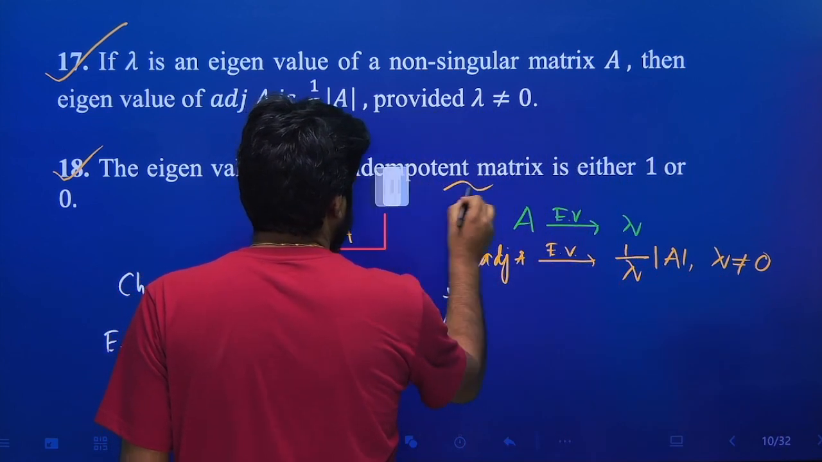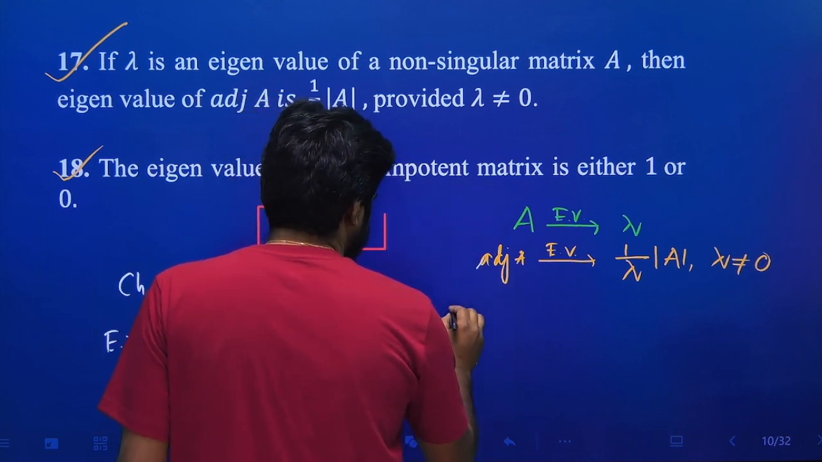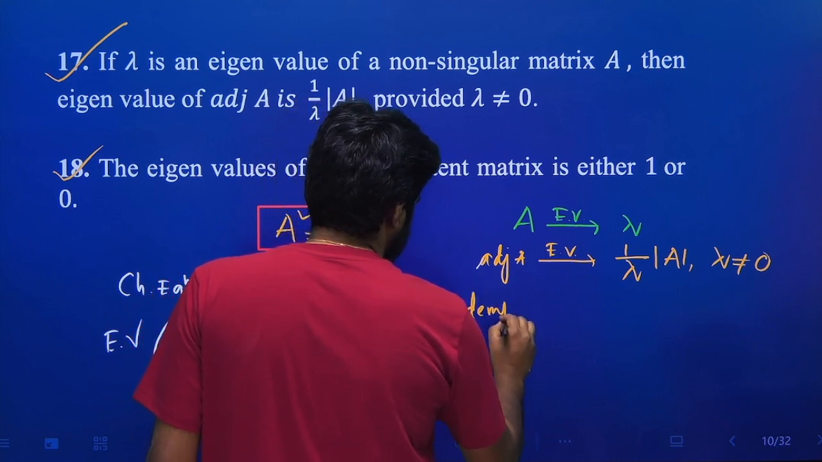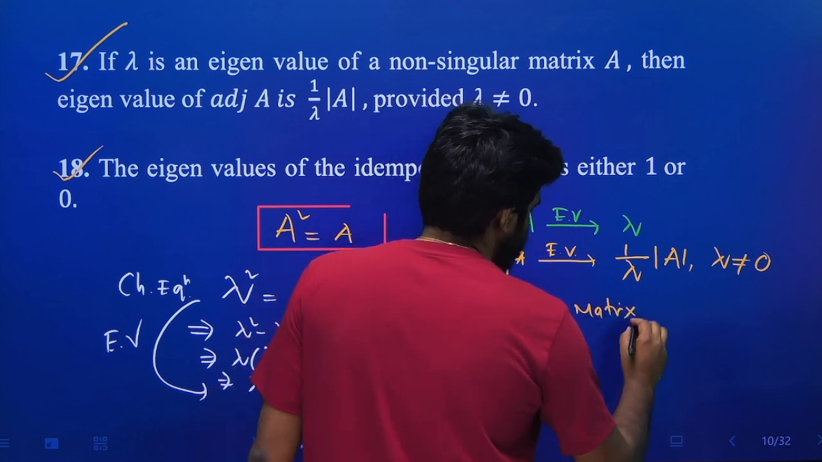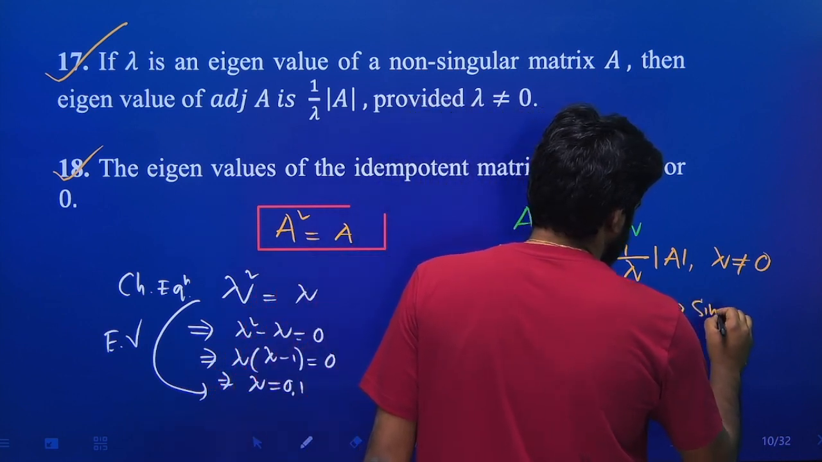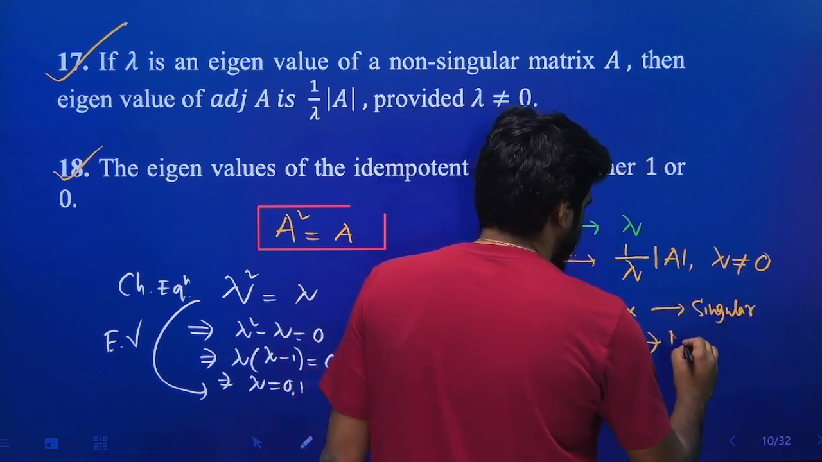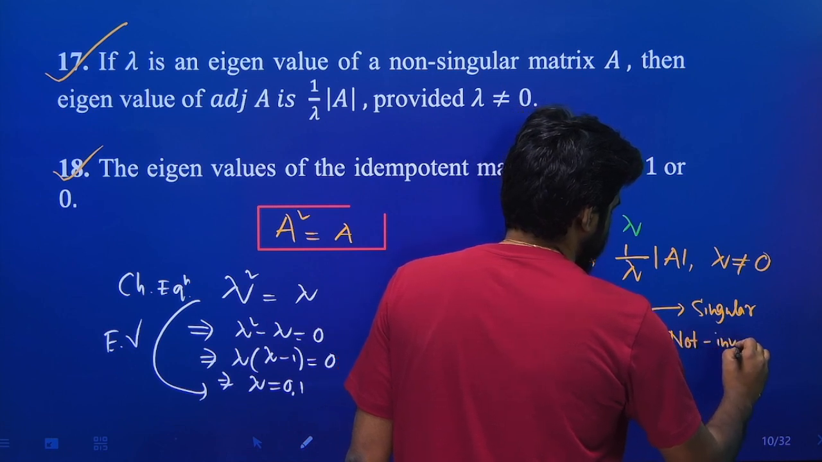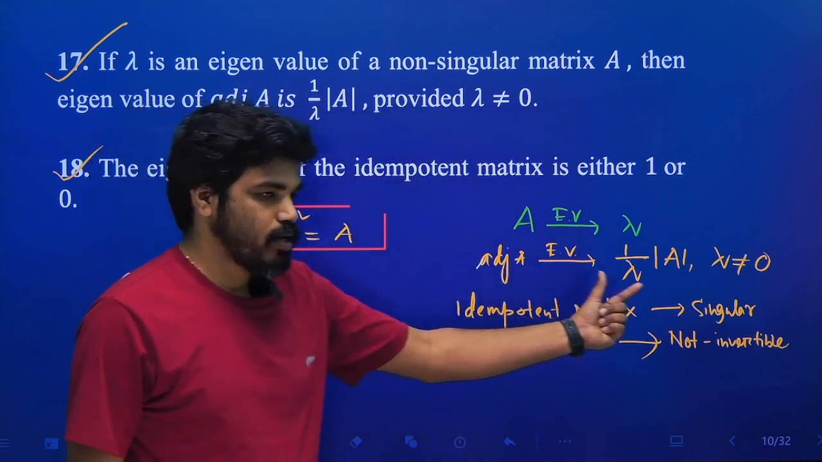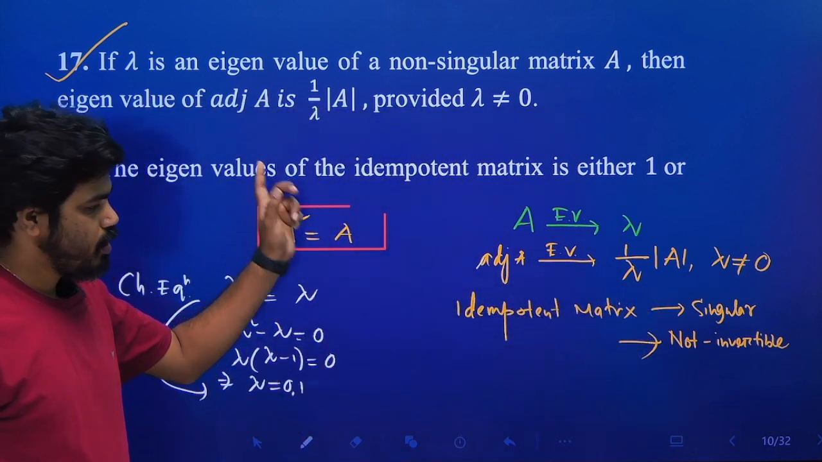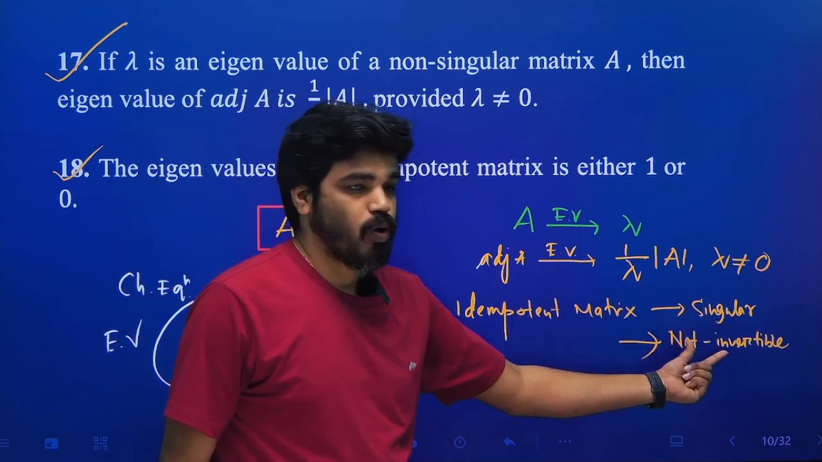Getting my point? Okay. So an idempotent matrix must be singular. It should be noted that an idempotent matrix must be singular. Getting my point? If it is singular, that means not invertible. Idempotent matrix is singular. Why? Because 0 is an eigenvalue of A. So an idempotent matrix is singular. If it is singular, that means this matrix is not invertible.